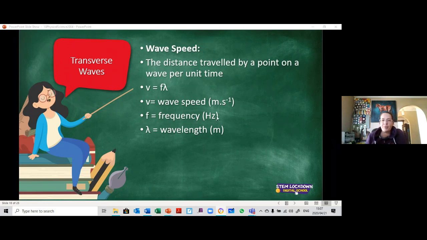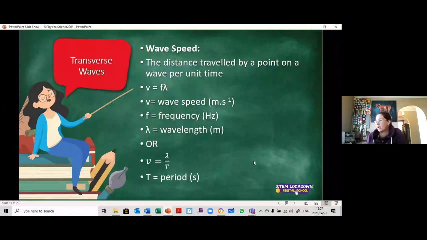Okay. Right, guys, so we've got an equation for wave speed. But now, we can write frequency as 1/T. So, we could also say that the wave speed is lambda divided by period. Okay, you can use either of these. It just depends on what you get given.